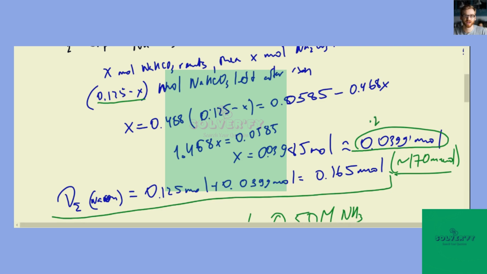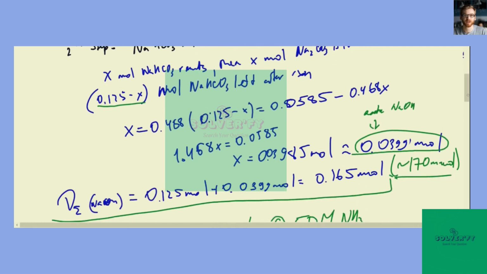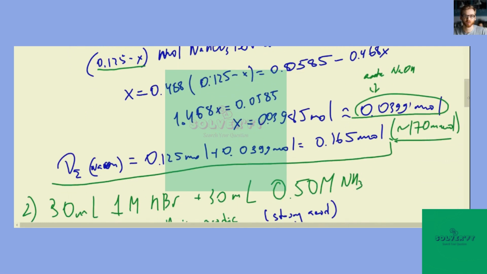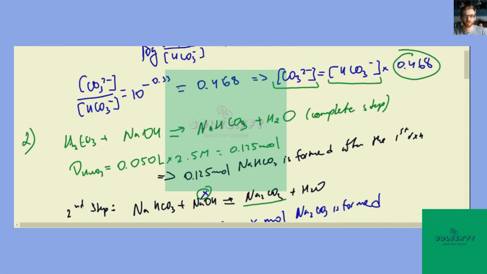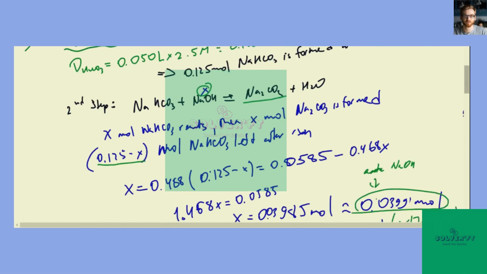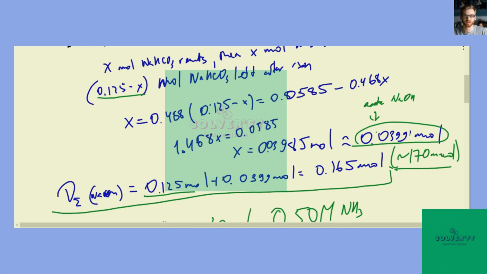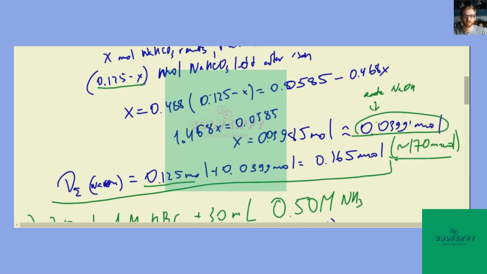So that's the extra NaOH which is needed to react with bicarbonate to form carbonate. And then basically what we do, we just add this amount to the number of moles of NaOH which was added for the first reaction. And so the closest answer is 170 millimoles. So question 1 is solved.